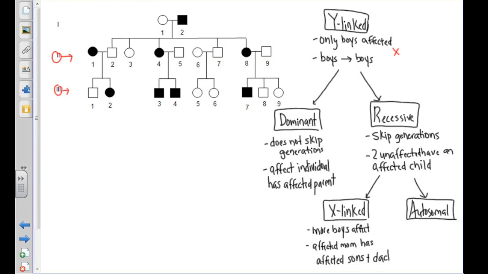So is this pedigree dominant or recessive? The easiest thing to check is if it skips a generation, so are there two unaffected people who have an affected child, or is it dominant, meaning an affected individual has at least one affected parent? If we look here, there doesn't seem to be two unaffected individuals, and if we start at 3-7 and work backwards, every affected individual seems to have an affected parent. So therefore, we can conclude that it's highly likely a dominant trait that we're looking at in our pedigree.